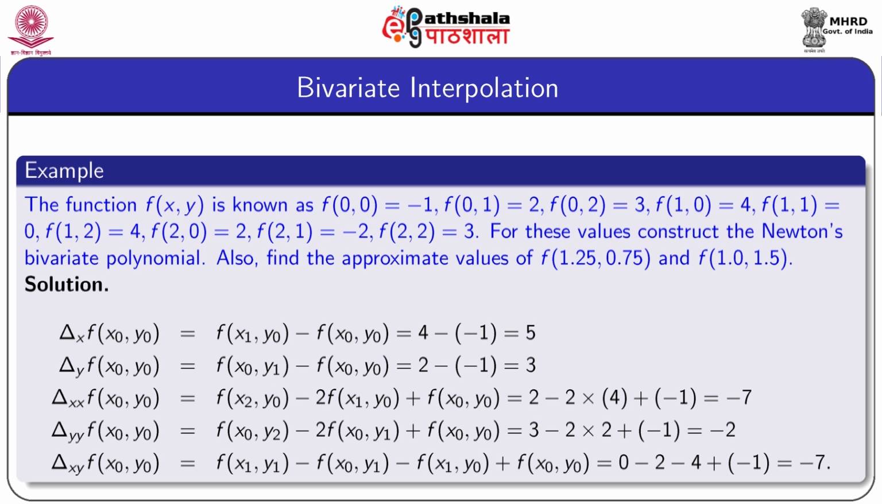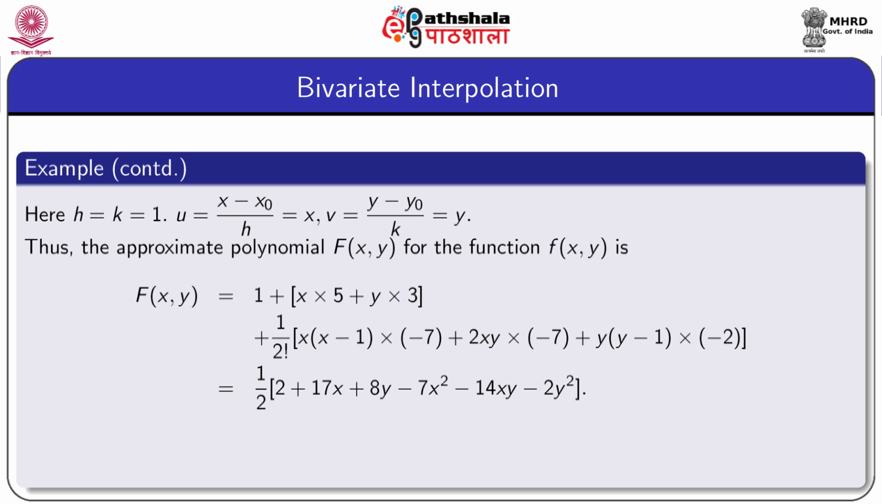So, for this problem, delta x of f of x0 y0 equal to f of x1 y0 minus f of x0 y0 equal to 4 minus of minus 1, that means the value of f of x1 y0 equal to 4 and value of f of x0 y0 equal to minus 1. Thus, finally delta x f of x0 y0 equal to 5. Similarly, delta y f of x0 y0 equal to 3 and delta xx f of x0 y0 is equal to f of x2 y0 minus 2 f of x1 y0 plus f of x0 y0, which is equal to 2 minus 2 into 4 plus of minus 1, and this is equal to minus 7. Similarly, delta yy of f of x0 y0 equal to minus 2 and finally, delta xy of f of x0 y0 equal to minus 7.